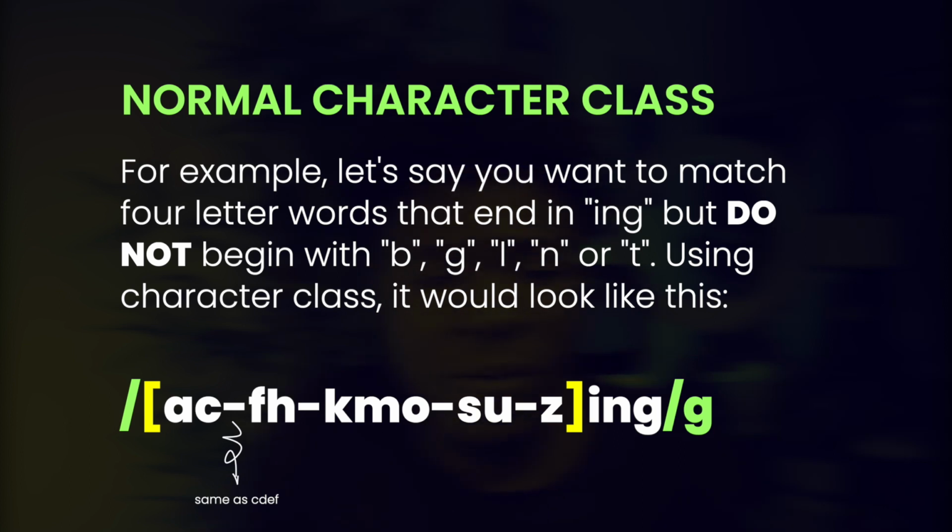So after C to F, we skip G, and then we have a range of H to K, and then we skip L because we want to match words that do not begin with L. Then we add M, we also skip N, then we have a range of O to S, then we skip T, and then we have a range of U to Z, and then we have ing. Now this is the full regular expression with our character class followed by ing. Now this character class would match letters excluding B, G, L, N, and T.